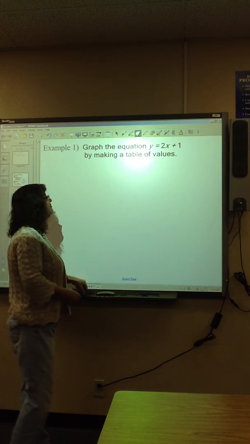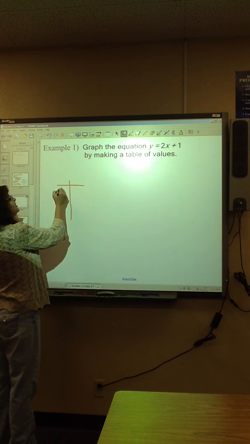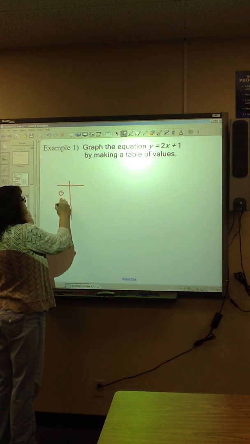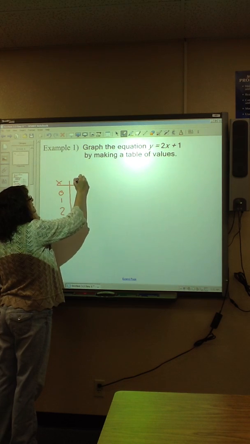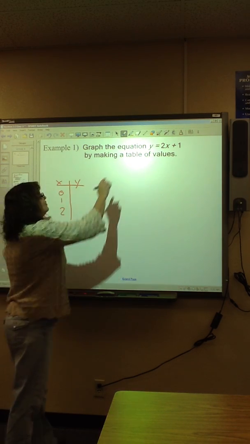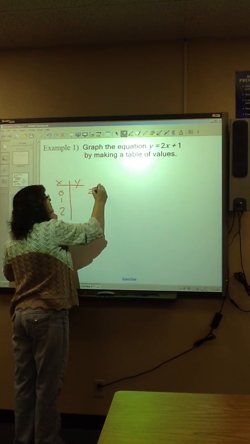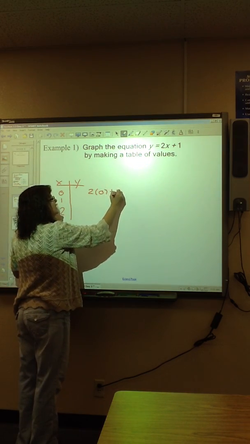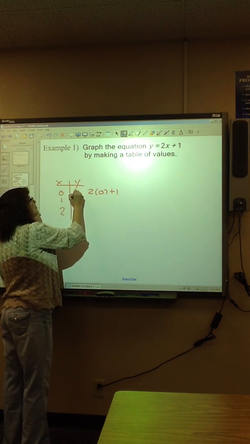Now, we're going to graph the equation by making a table of values. I'm going to pick any random 3 points that you want to. So right now, I'll just pick 0, 1, 2, because they seem like easy points to put in for the x. Then I need to figure out the answer when I run these through the equation. My equation is 2x plus 1. So I'm going to go 2, and instead of x, I'm going to substitute the 0 in, plus 1. So 2 times 0 is 0, plus 1 gives me an answer of 1.